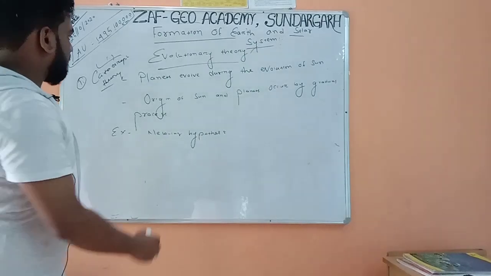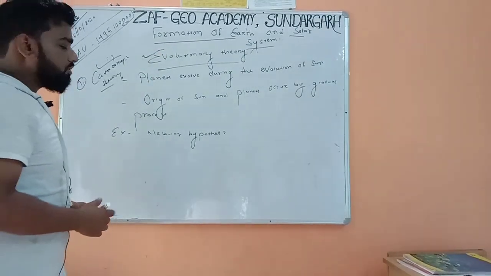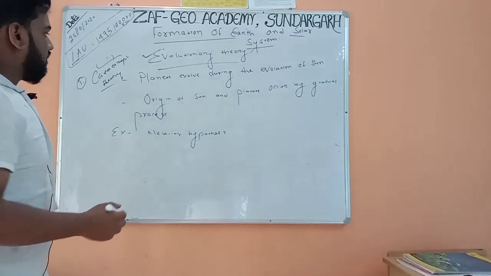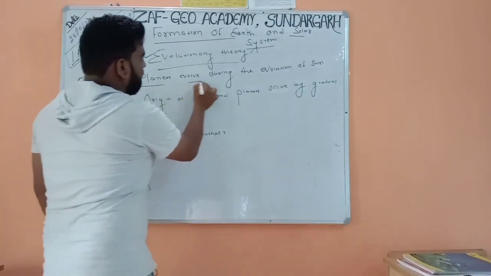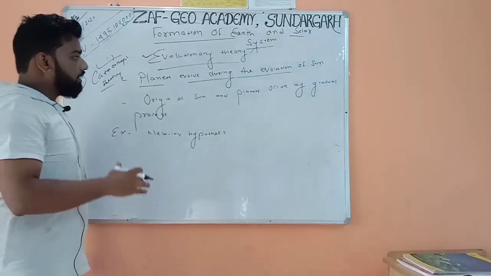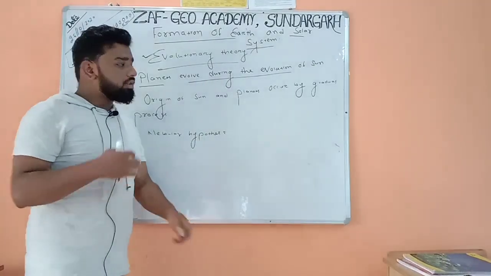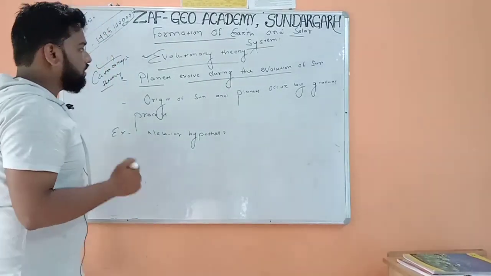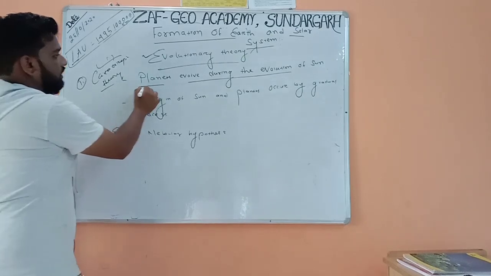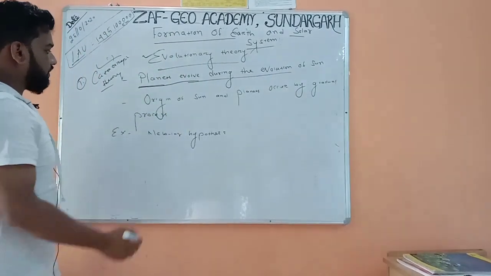Let's start with the evolutionary theory. According to evolutionary theory, the planets evolved during the evolution of the sun. It means the planets came into existence when the sun was evolving. When the sun was evolving, planets evolved or came into existence.